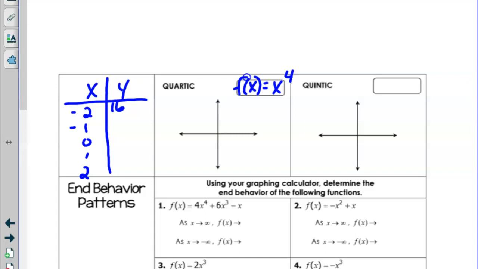Negative 1 to the 4th. 1, very good. How about 0 to the 4th? 0. And then positive 1 to the 4th. 1. And then positive 2 to the 4th. That would be 16. It would be positive 16.